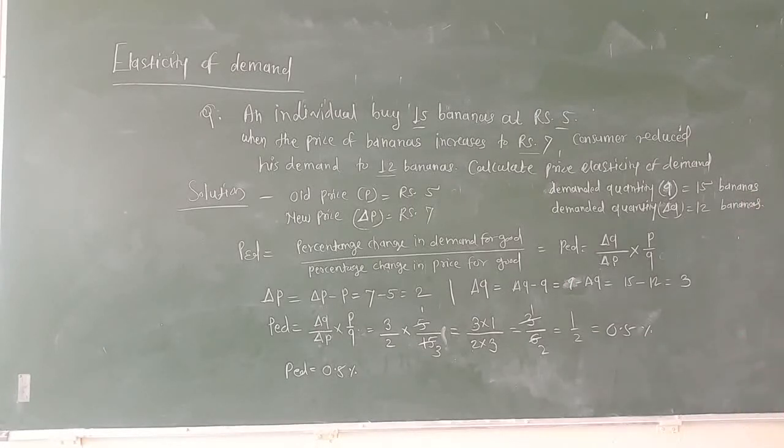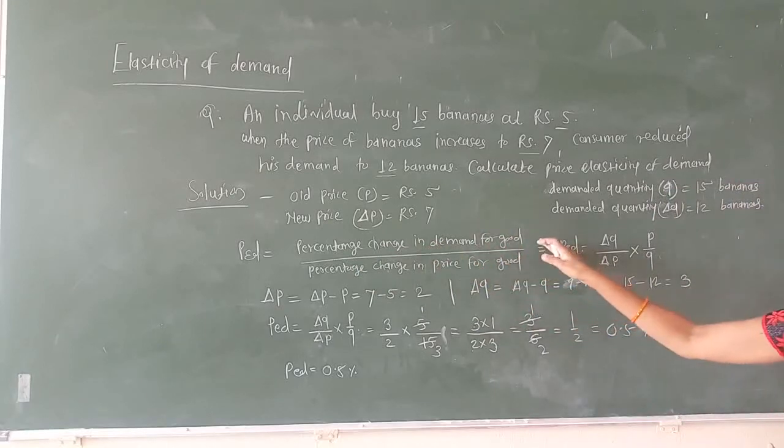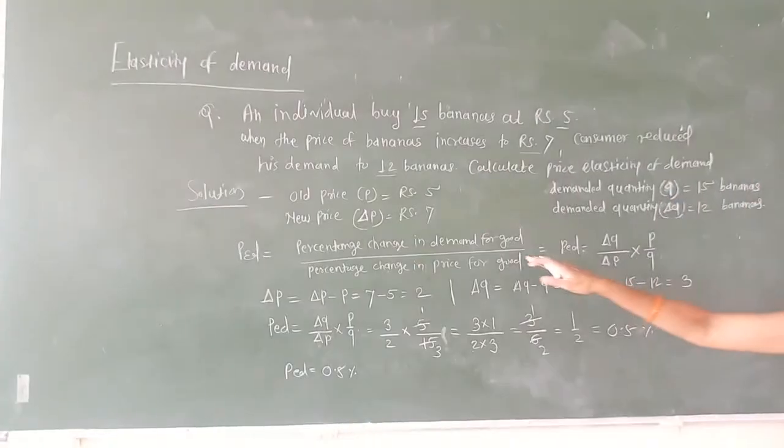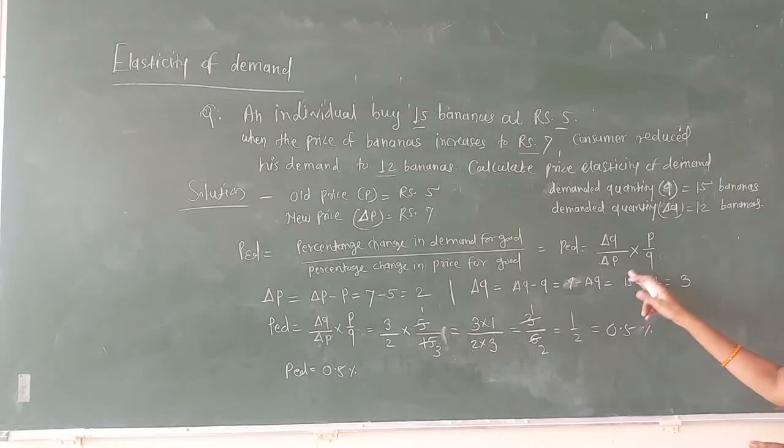So students, if we wanted to calculate the changes in demand due to the changes in price, then we should use this formula: the percentage change in the demand for the good divided by the percentage change in the price for the good, which means the change in quantity divided by the change in price into price divided by Q. Using this formula, we get the price elasticity of demand. So students, this is all about the price elasticity of demand.